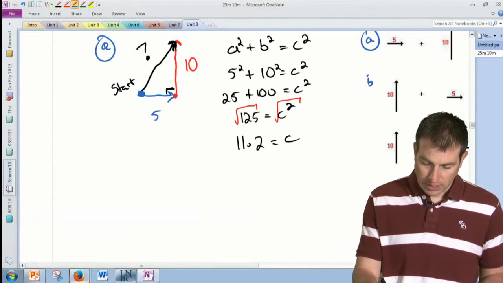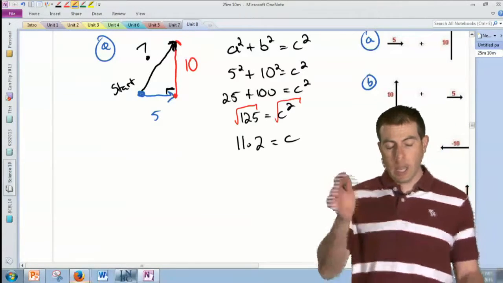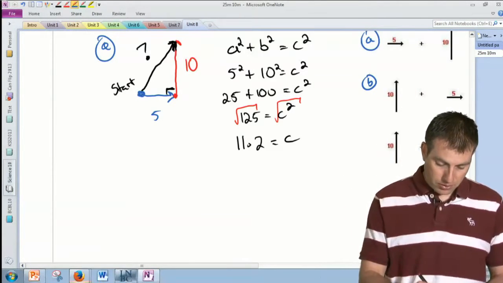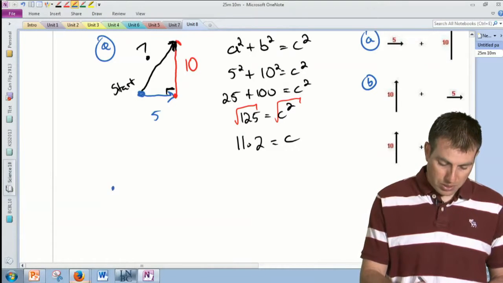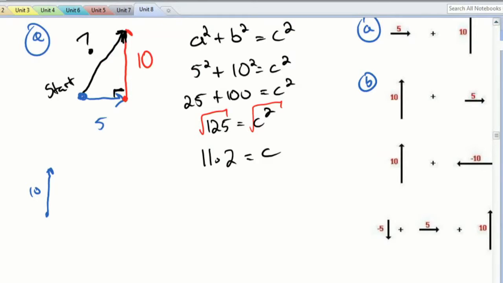11.2, perfect. So the second one, B here, is instead of going to the right and then up, I'm going to go up and to the right. Which ends up being the exact same question. So I'm going up 10, and then I'm going to the right 5.